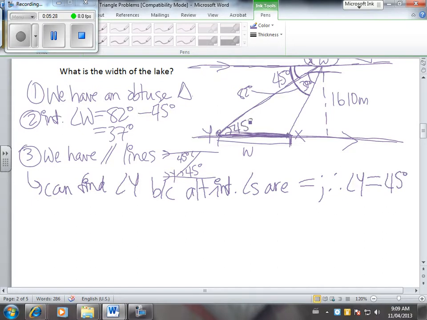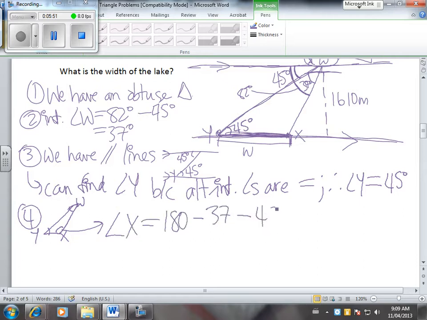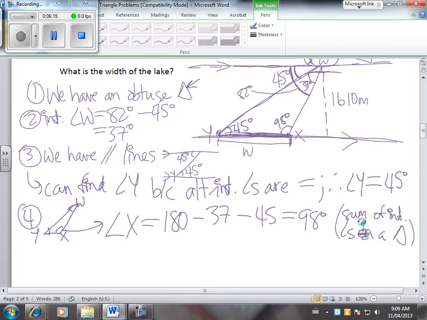And then if I look at my triangle to do with the lake, so there's my triangle there, y, w, and x. I know y and w, so I can find x. Angle x will equal 180 minus 37 minus 45. So angle x equals 98 degrees, which makes sense because we said that we have an obtuse triangle right here, and we need one angle over 90 degrees. And this is the sum of interior angles in a triangle equal 180.